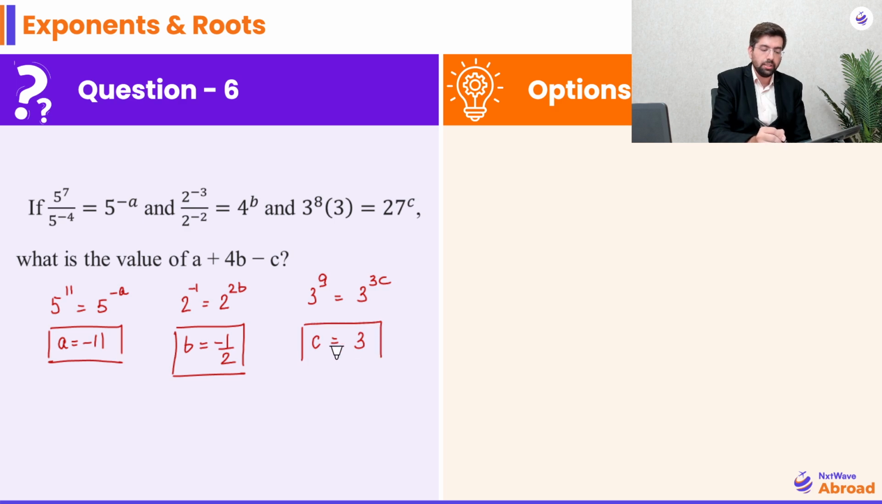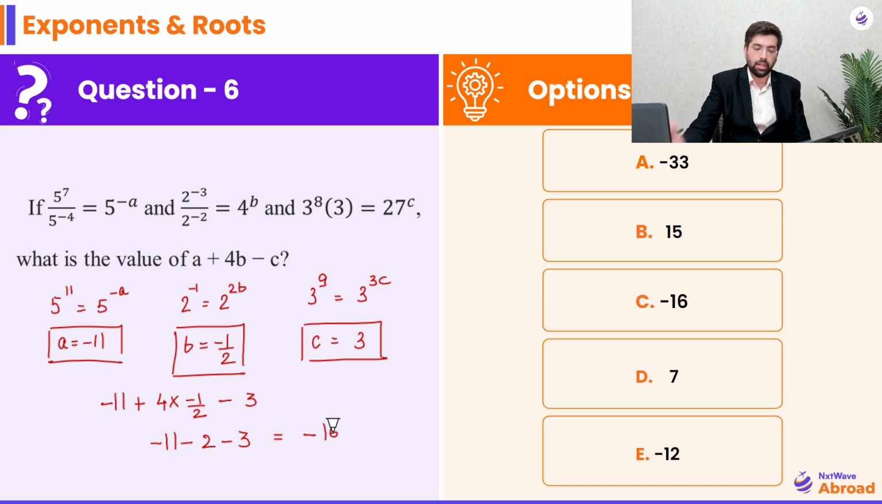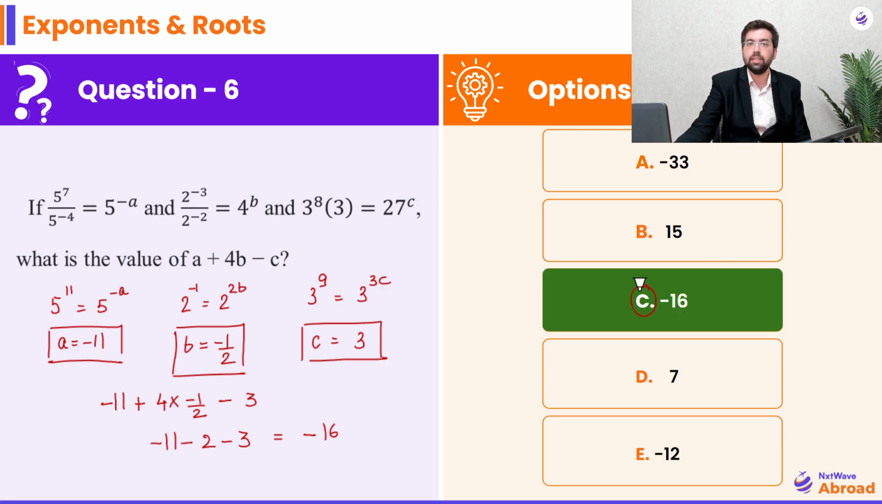Thus comparing the powers as the bases are same. Now I need to find the value of a, which is minus 11 plus 4 into b, that is 4 into minus 1 upon 2 minus c. So that would be minus 11 minus 2 minus 3. The final answer would be minus 16. And yes, we have minus 16 in the options. So C would be the correct answer.